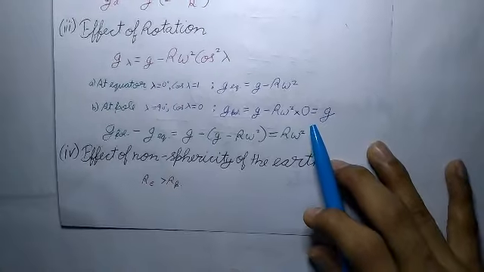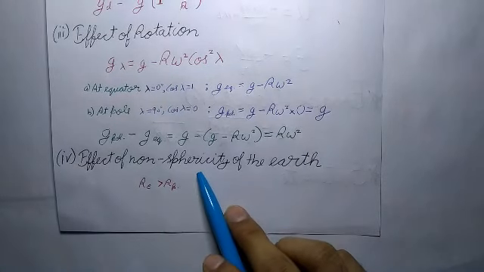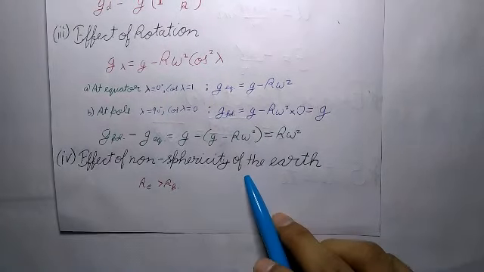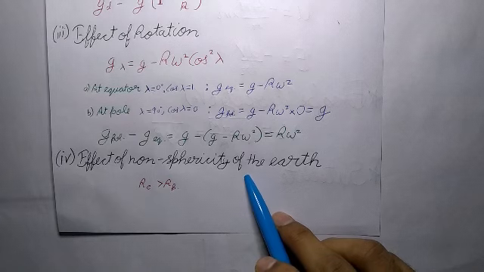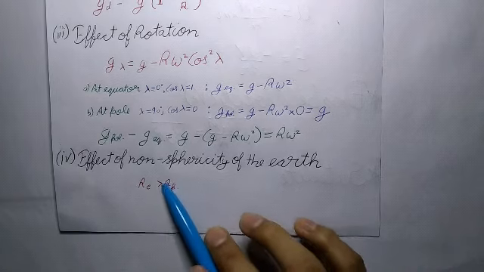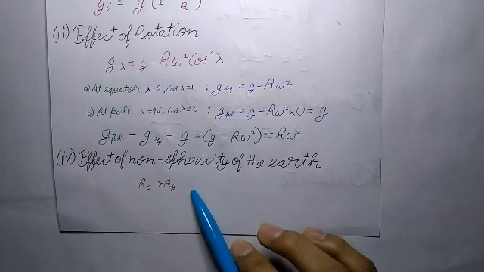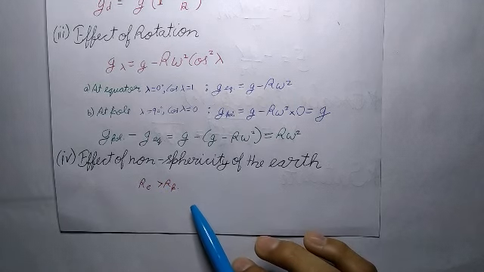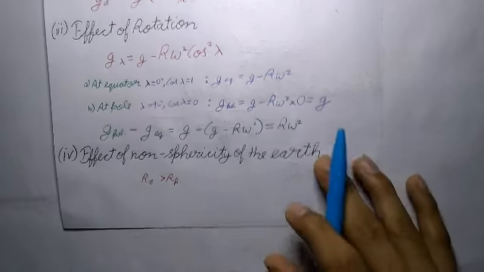And the last one is the effect of non-sphericity of the earth. The earth has an equatorial bulge and is flattened at the poles. As R_E is greater than R_P, the value of g is minimum at the equator and maximum at the poles.